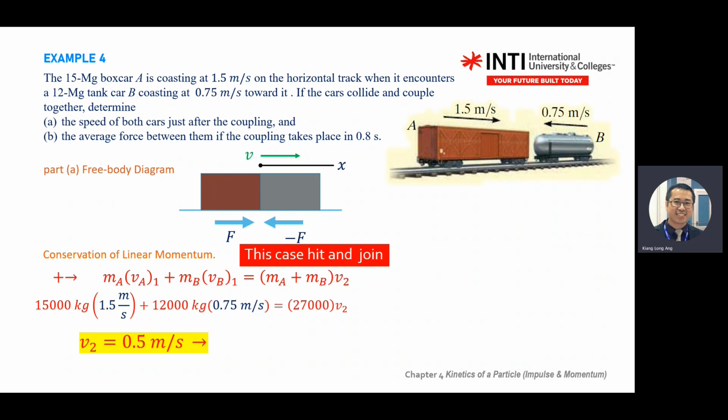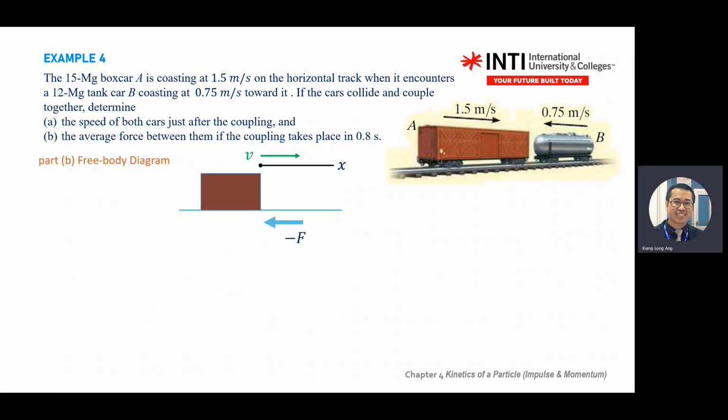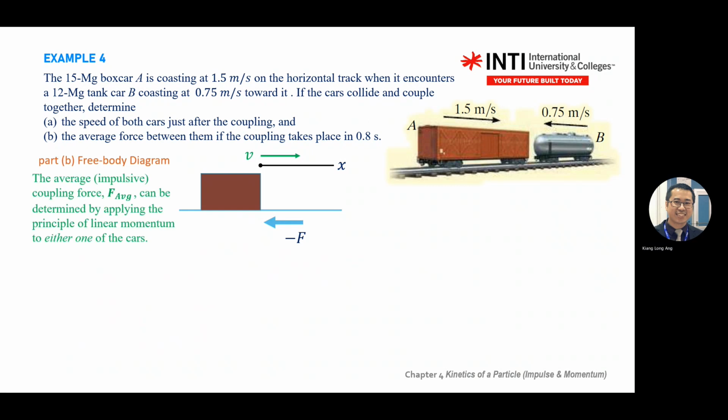It will ask you to describe the motion after the collision, whether the body moves to the left or to the back, or the two bodies bounce back when they hit, like when you hit a snooker ball in snooker games and so on. So part B: average force between them if the coupling takes place in 0.8 seconds. In this case, we will use average velocity.